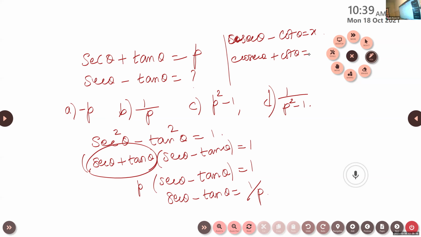Cosec theta minus cot theta is x. Therefore, it will be cosec theta plus cot theta. No, look here. Is it similar to this? If sec theta plus tan theta is P, then what is sec theta minus tan theta? 1 by P. Same method here also. Cosec theta minus cot theta is x, therefore it will be cosec theta plus cot theta.